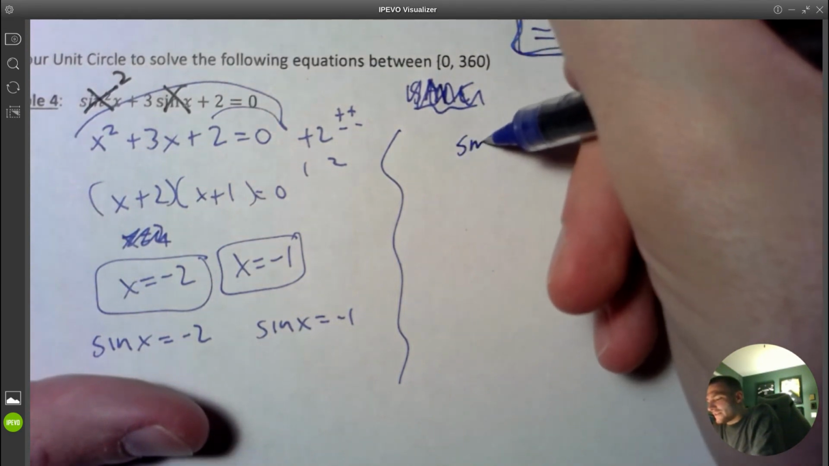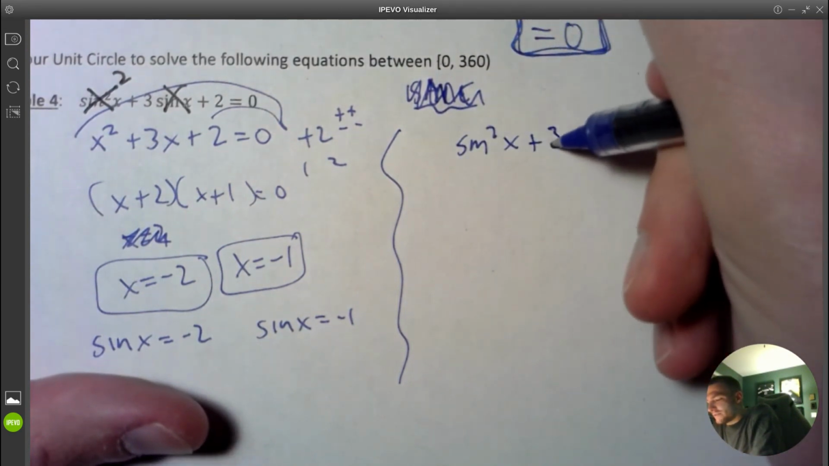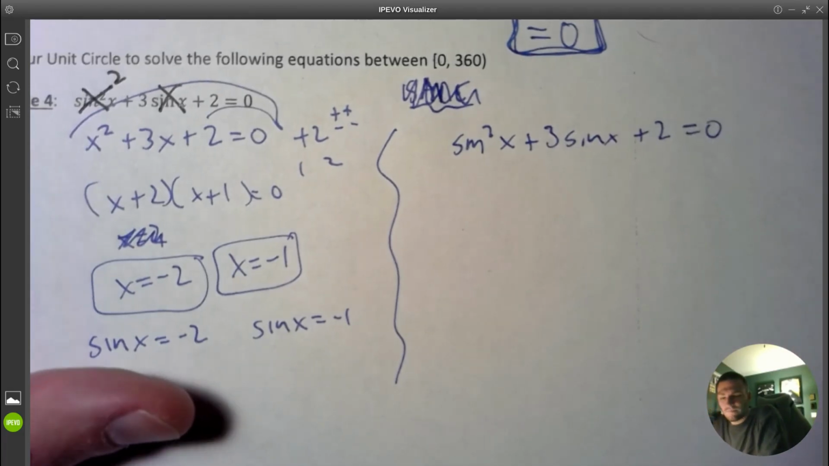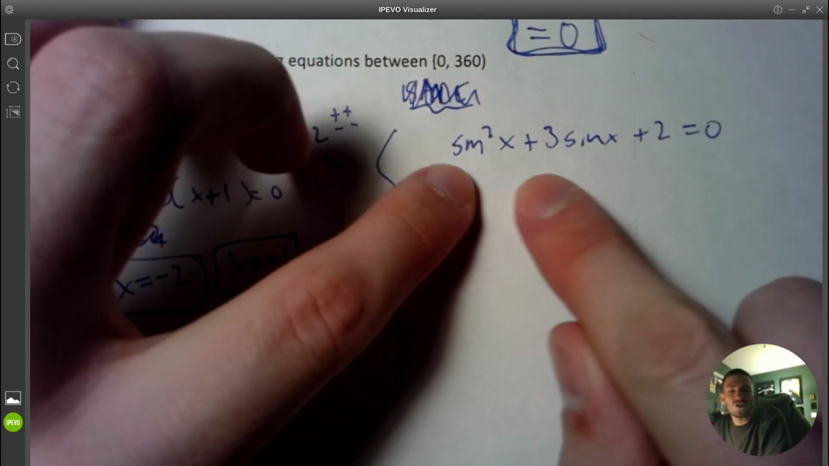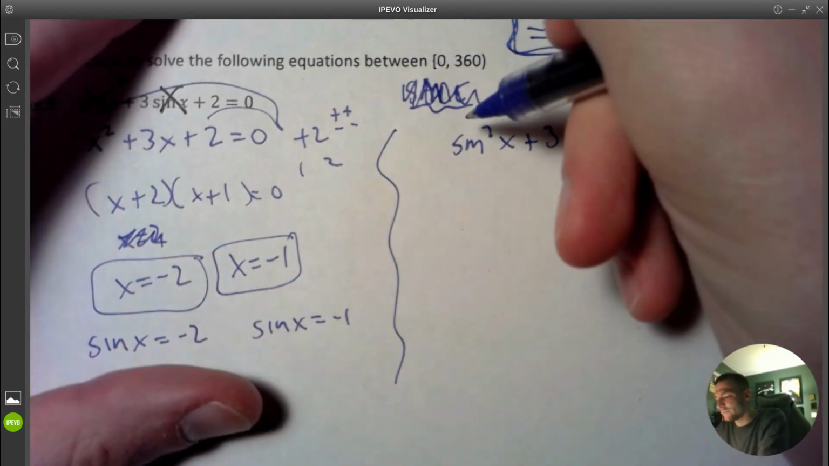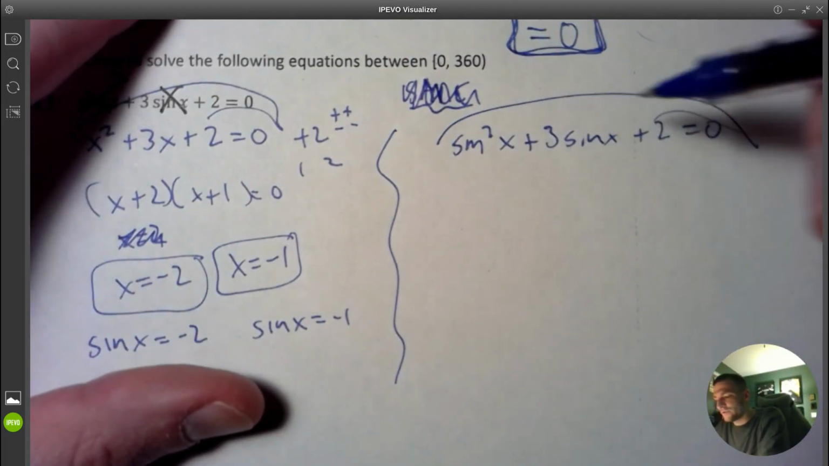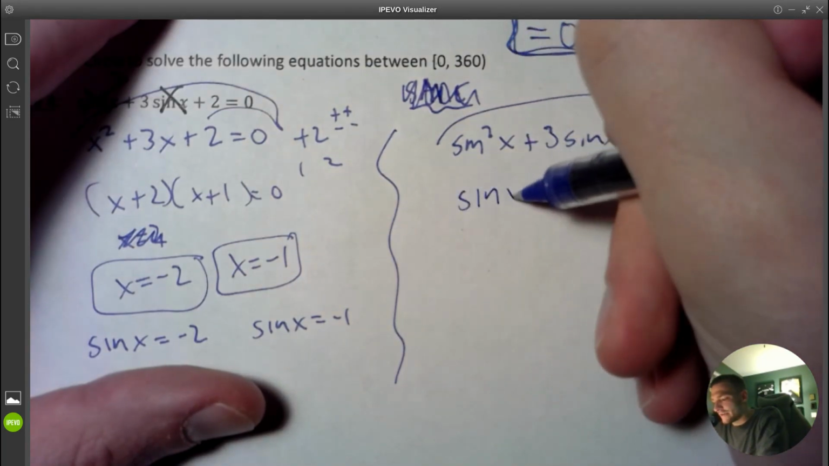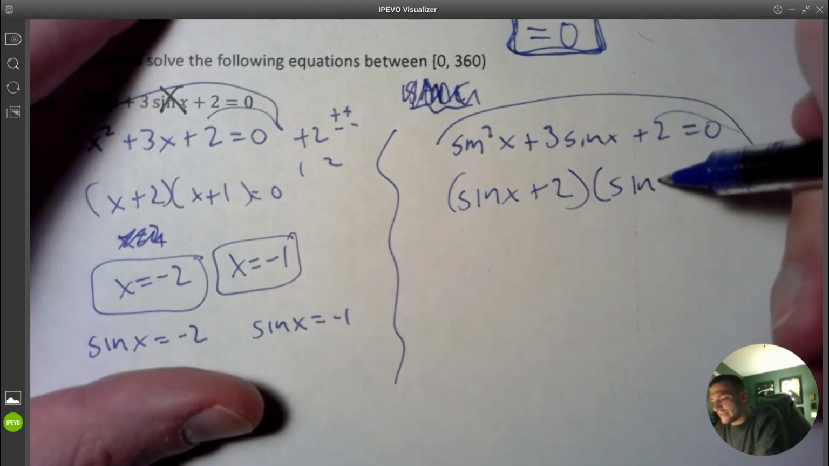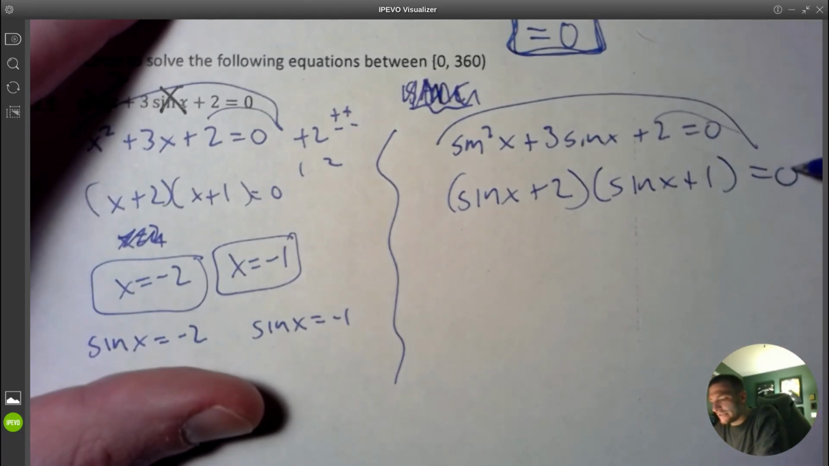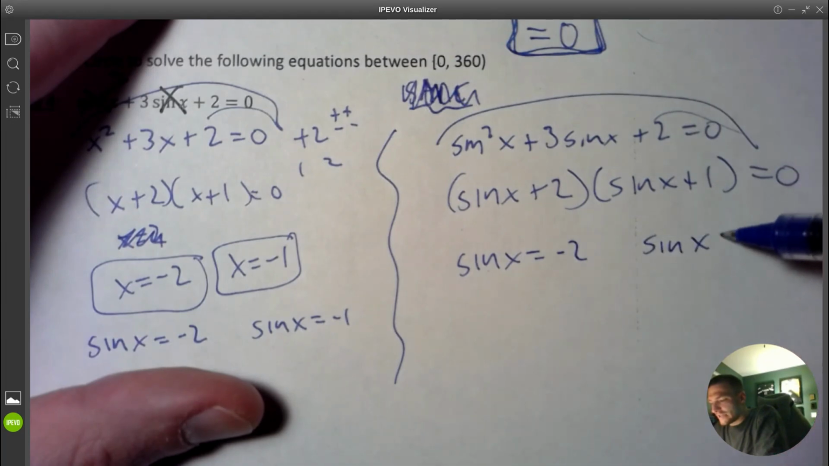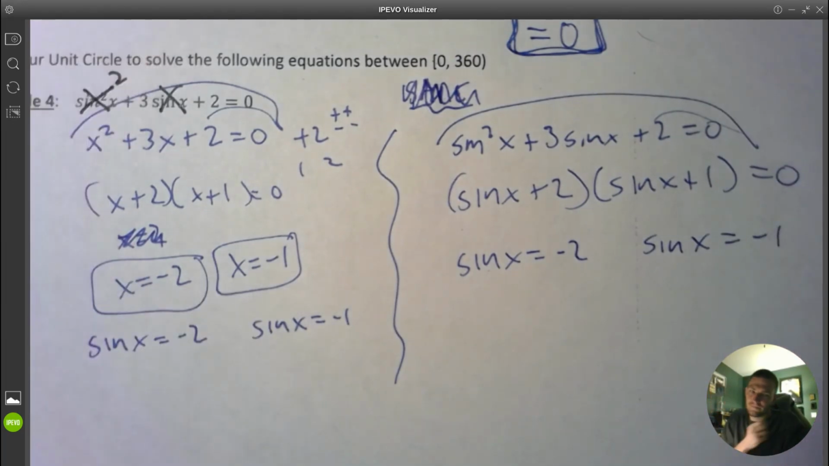We've got sine squared x plus 3 sine x plus 2 equals 0. It's just x squared. I'm not even looking at the signs, right? I'm totally ignoring the signs. I'm only looking at the numbers. 1 times 2 adds to make 3. That's going to be sine x plus 2. That's going to be sine x plus 1 equals 0. Sine x equals negative 2. Sine x equals negative 1.